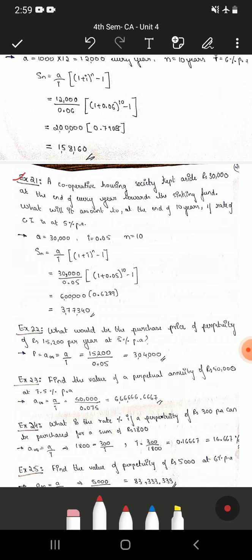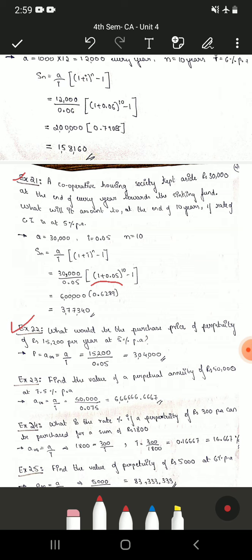All the terms are given, so we substitute. Here you can use your simple calculator because the power is very small. You type 1.05, press the multiplication symbol and then equal to 9 times, and you get the answer. Therefore SN turns out to be 3,77,340.